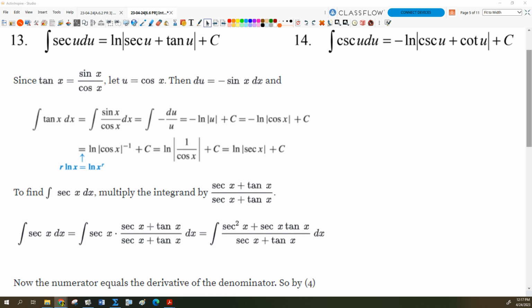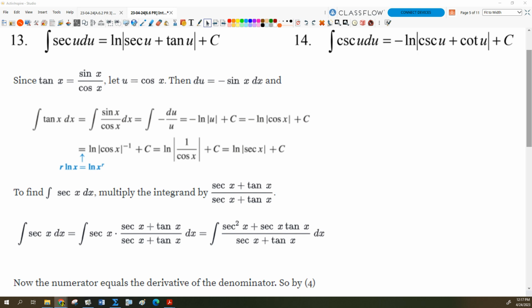Tangent of x, we know how to do this, right? That's just sine x over cosine x. That would be your first impulse anyway, probably, right? It would be to write it in terms of sines and cosines if you need to. Well, then we could make the substitution. Let's let u equal cosine x. And so if u is cosine x, then du would be negative sine x dx, right?